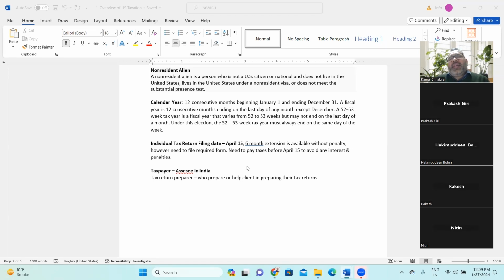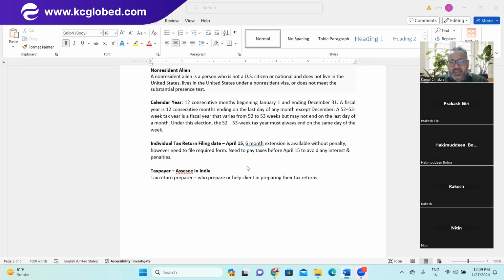Can you guess how much percentage of people would be filing their individual tax returns out of 35 crore population? Any guess you can make? I think everybody has to do it, so I think the percentage will be higher. Daniel says 60%. Any other guess?